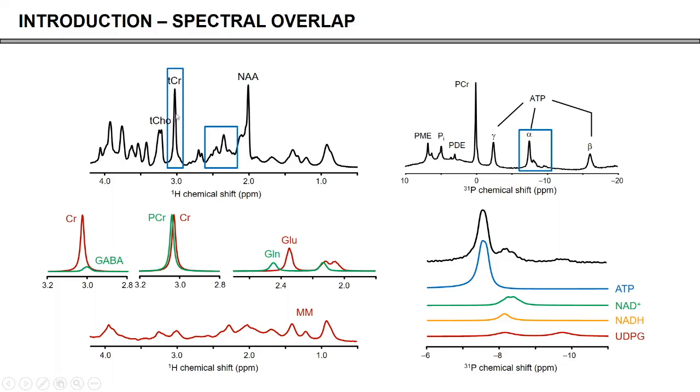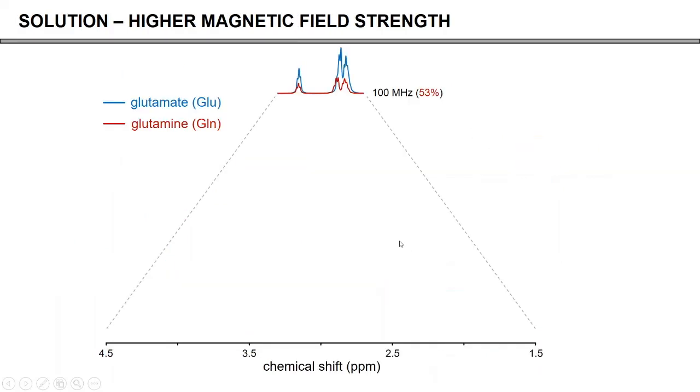Well, because of the large creatine signal, it is not very easy to observe GABA directly. So one thing you can do is try to go to higher magnetic fields. This is the simulated spectrum from glutamate and glutamine, and you can see at a low magnetic field, they basically overlap at all of the positions in the spectrum.